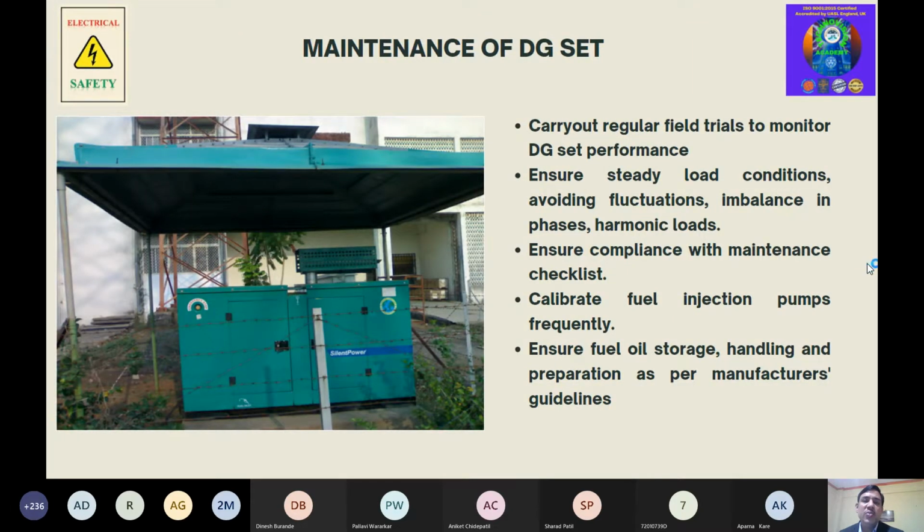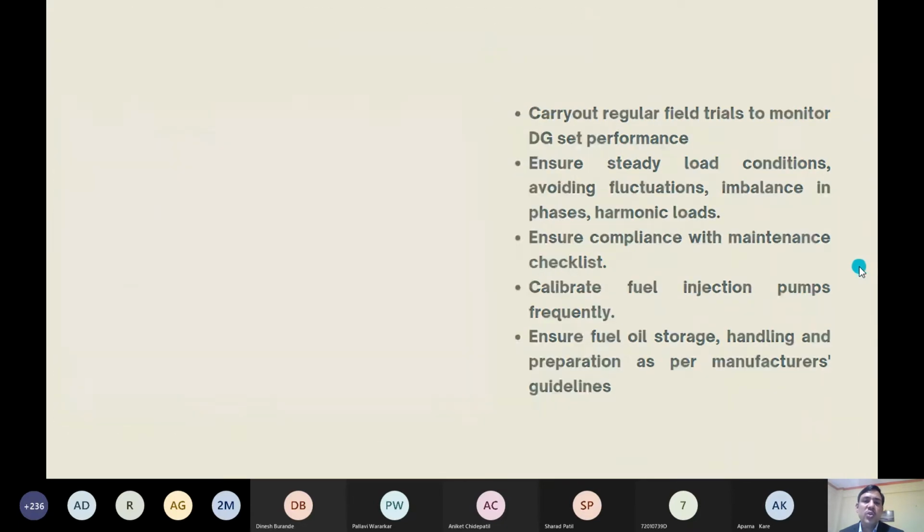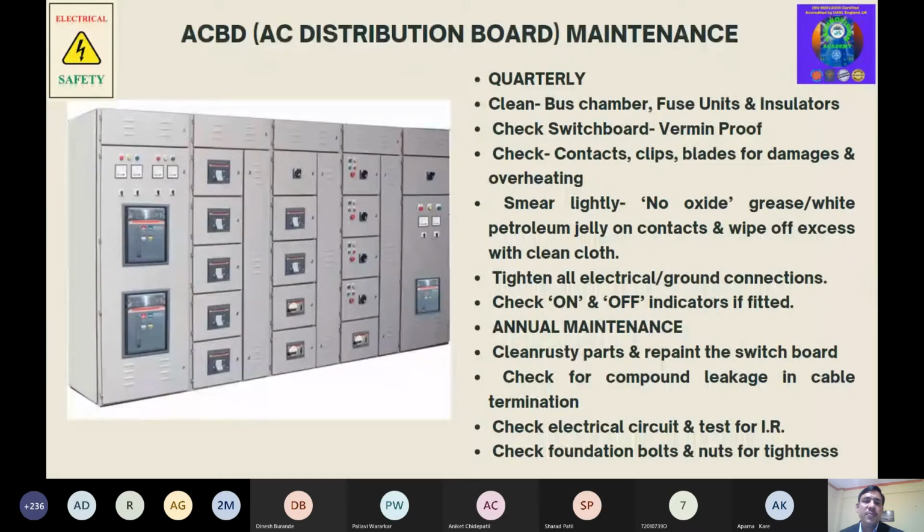My DG should come whenever there is an interruption of any source. Suppose that source tripped, it should come into service. That control circuit also I have to ensure. So these are the aspects of the DG set.